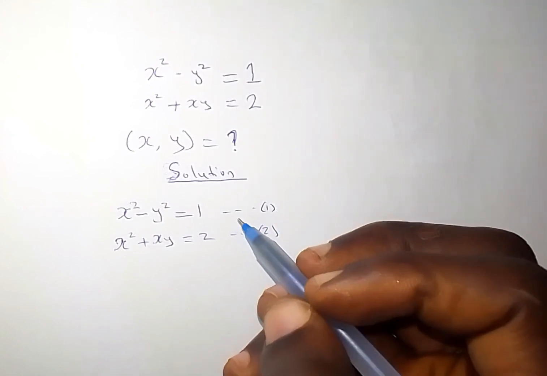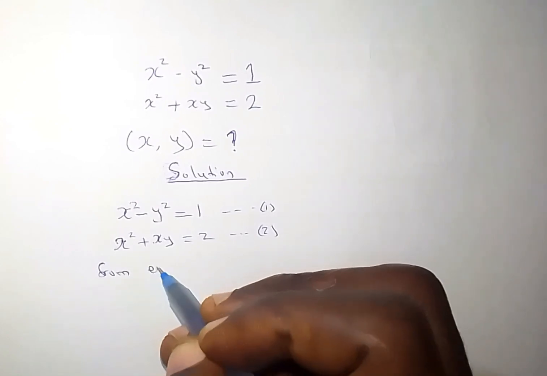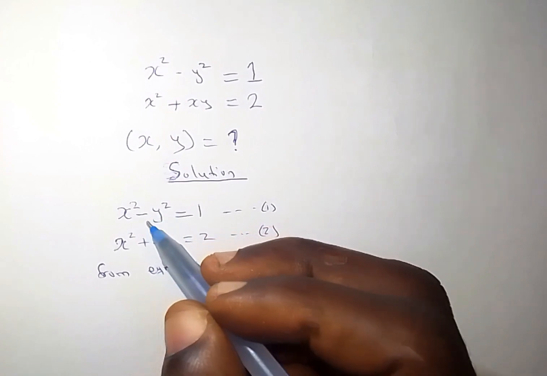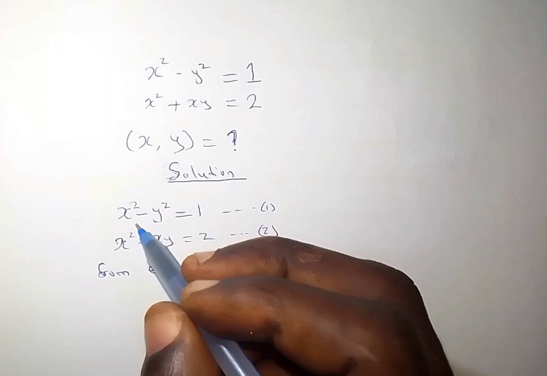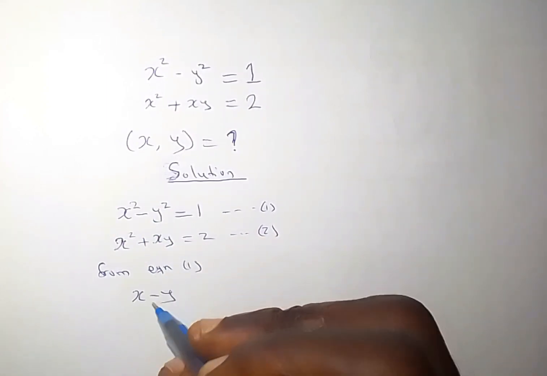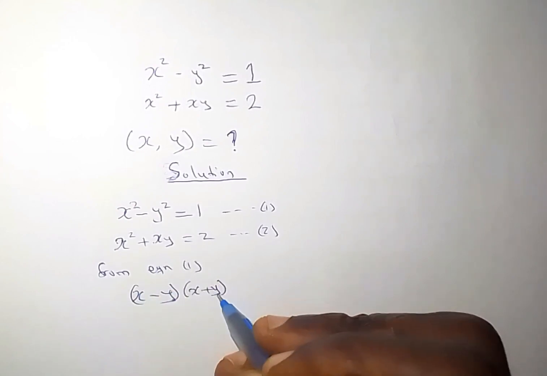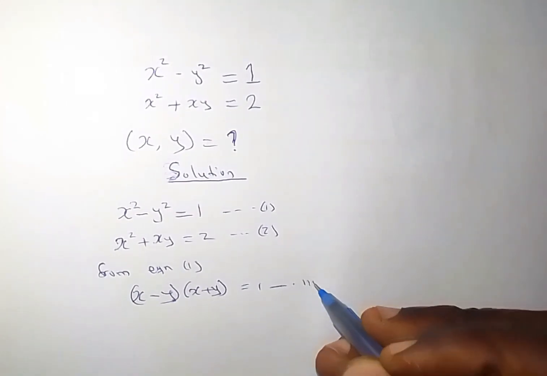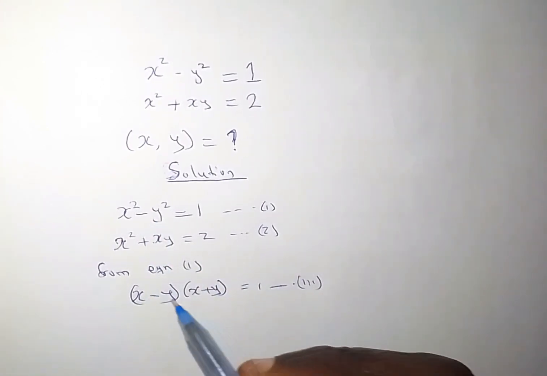So from equation Roman figure 1, the left hand side is a difference of two squares, so it can be written in this form: x minus y multiplied by x plus y equals 1. Let me name this one equation Roman figure 3. This is the difference of two squares expanded in this form.